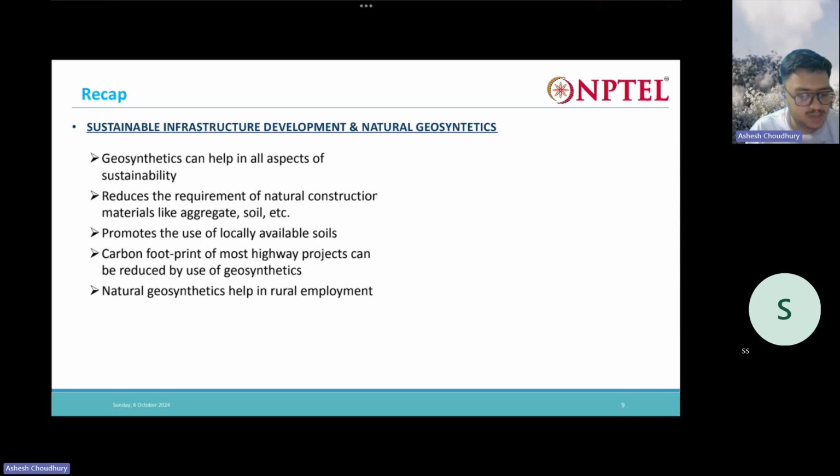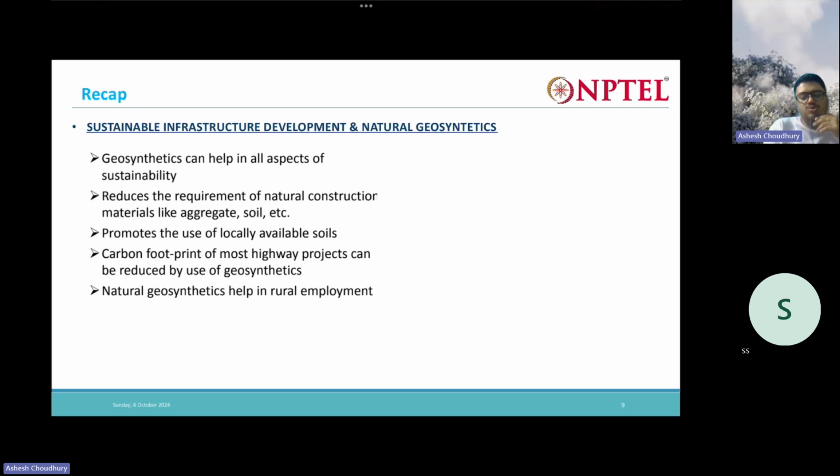Okay, so now let us look at this a bit. Sustainable infrastructure development and natural geotechnics. So what do you mean by sustainable infrastructure development? It means, say you are using a lot of polymeric geosynthetics, like geomembranes or geotextiles or geogrids, whatever. Those are polymers, plastic type material, and this kind of material takes hundreds of thousands of years to get decomposed. So these things are not at all sustainable. This is harmful to the environment in one sense.